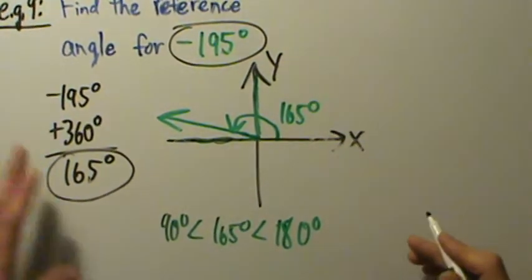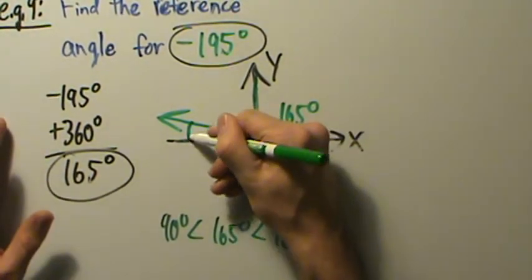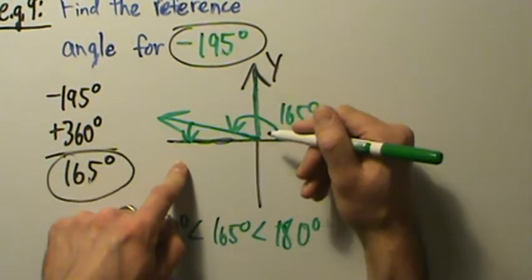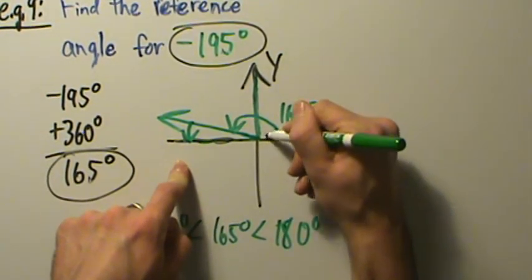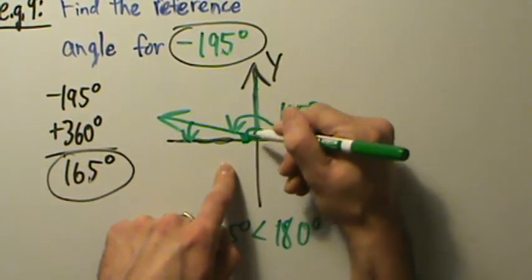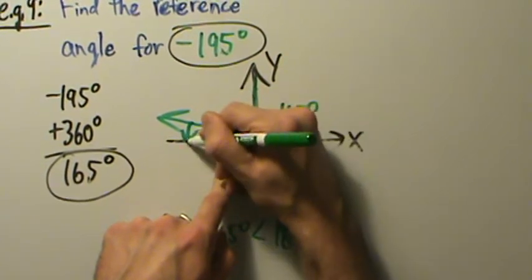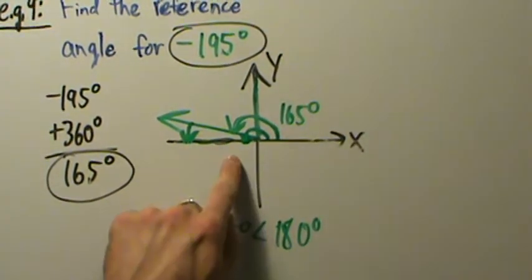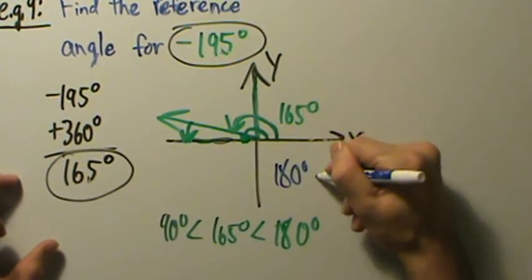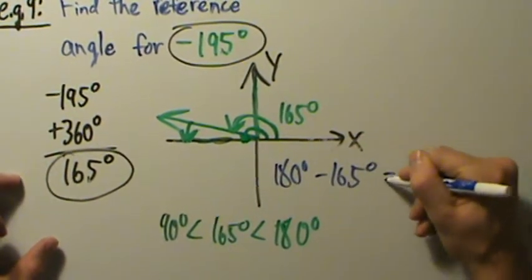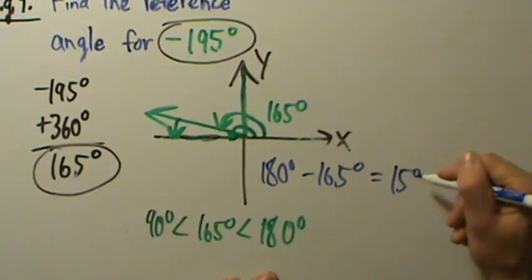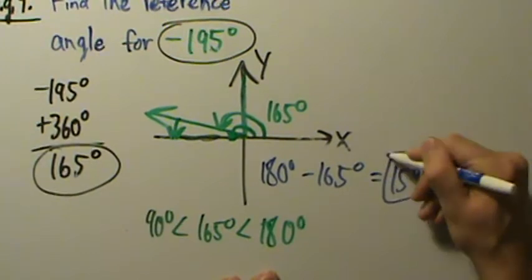So how do we get the reference angle? Remember, the reference angle is the acute angle between the terminal side and the x-axis. So it's this angle here. How do we get it? Take pi, the entire half rotation here, and then subtract off this piece, and it'll give us this piece left over. So pi radians is 180 degrees, so what we do is 180 degrees minus 165 degrees, and that's going to be 15 degrees. So that is our answer, 15 degrees.